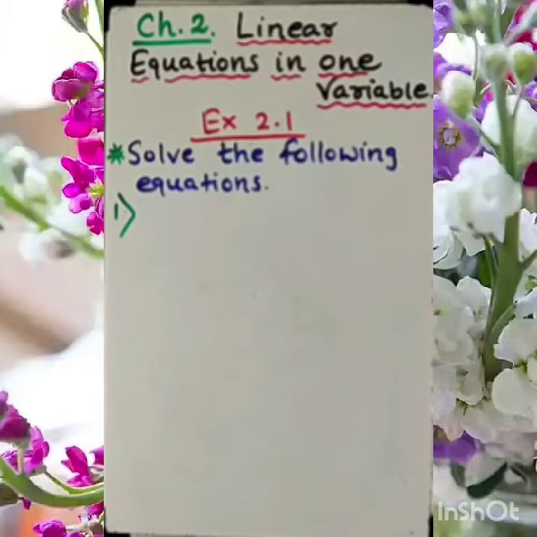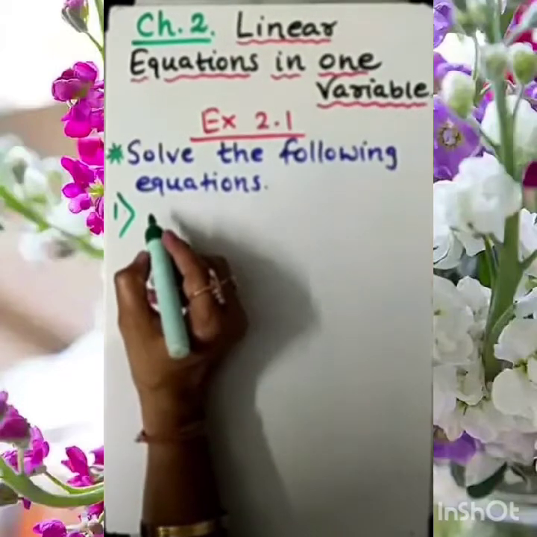So dear student, the word linear indicates that the variable is unknown: x, y, z, or any English alphabet letter can be chosen as a variable. Now the power of the variable is only 1. That's why this is called a linear equation in one variable. Fine.